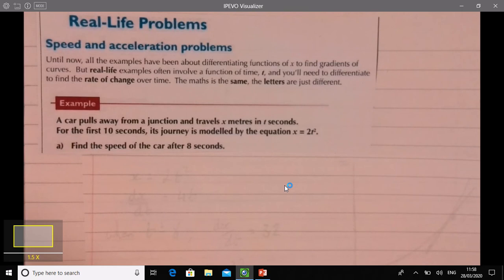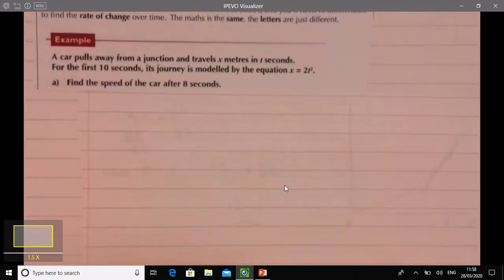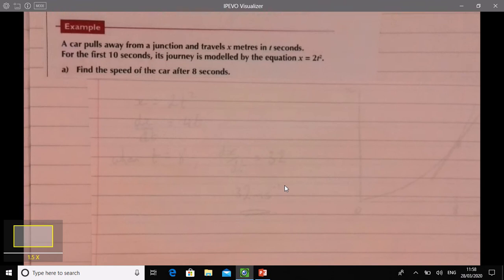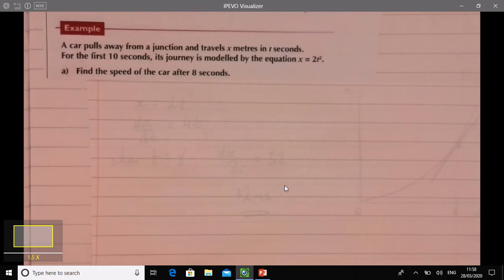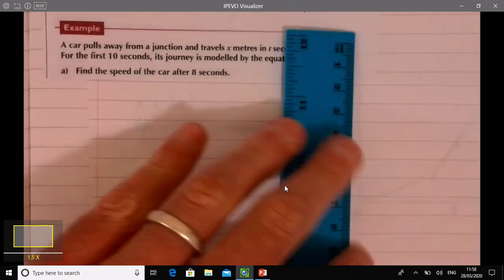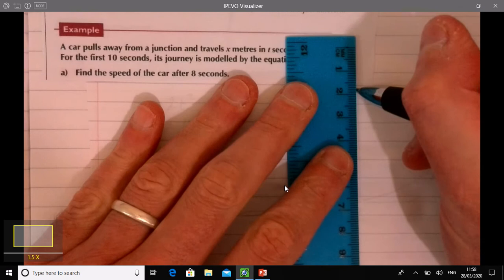Right, so we're going to look at some questions involving speed and acceleration. A car pulls away from a junction, travels x meters in t seconds. For the first 10 seconds, its journey is modelled by the equation x equals 2t squared. So let's have a little look and see what this actually looks like on a graph.